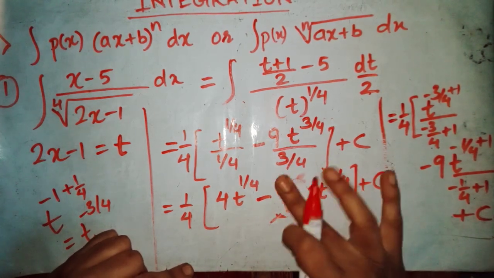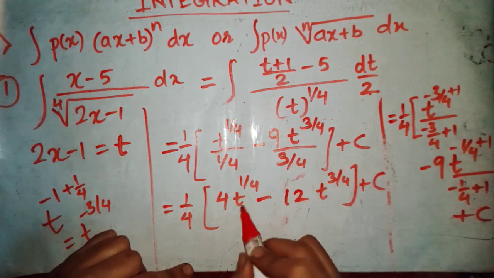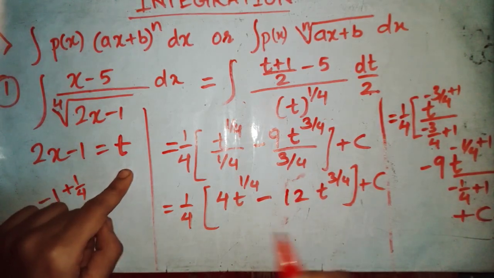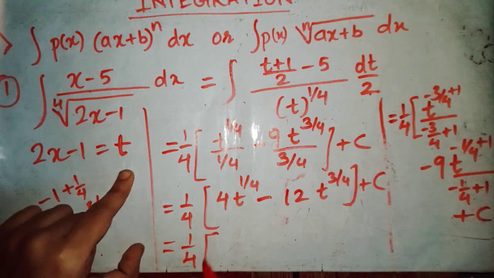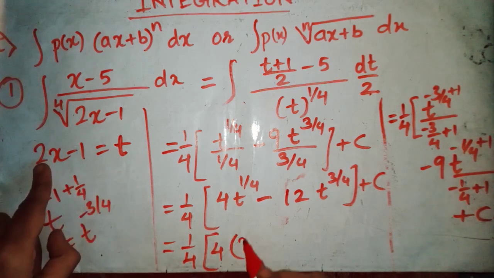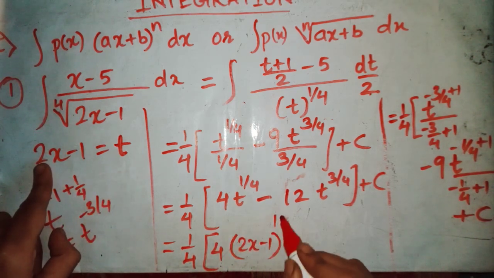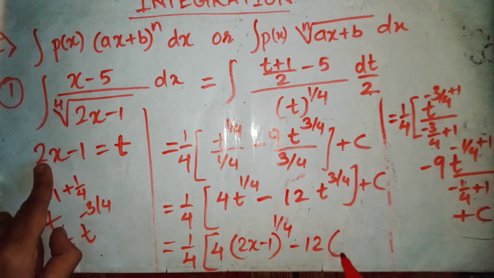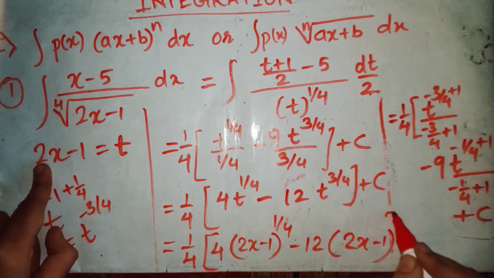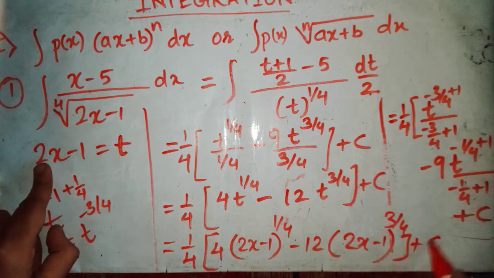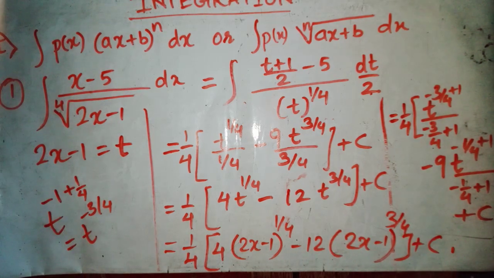So this will be 12. And then you have to substitute whatever t you have taken. That is, t is 2x minus 1, so the answer is (2x minus 1) raised to 1 by 4 minus 12 (2x minus 1) raised to 3 by 4, plus c. This is your final answer.